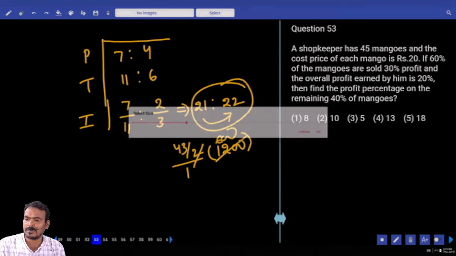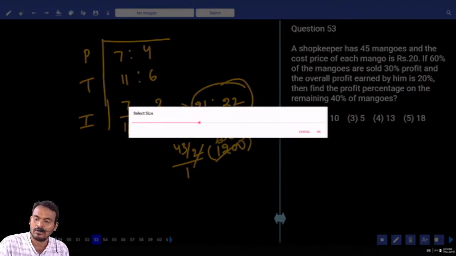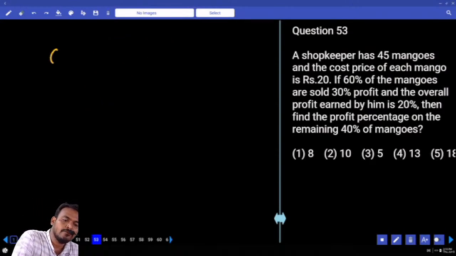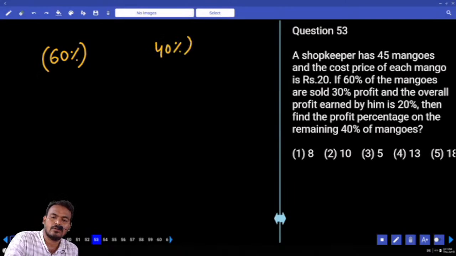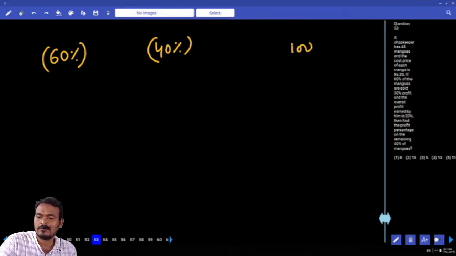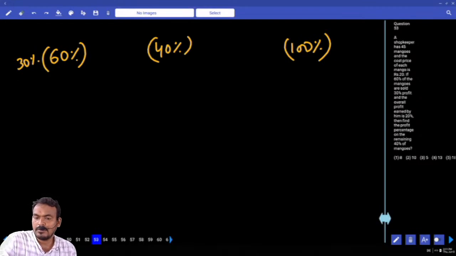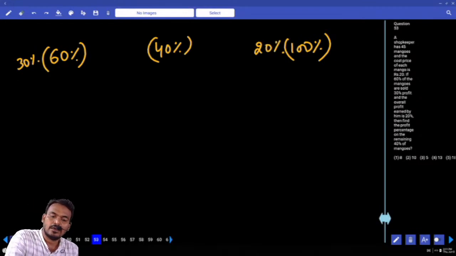A shopkeeper has 45 mangoes and the cost price of each mango is 20 rupees. 60% of the mangoes are sold at 30% profit, and the overall profit earned by him is 20%. Then find the profit percentage on the remaining 40% of the mangoes. First time how much percent is sold? 60%. Second time 40%. Overall 100%. On 60% you get a profit of 30%. On 100% you get a profit of 20%. But we require the profit on the remaining 40%.